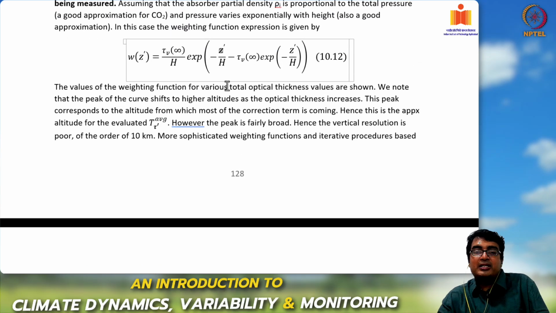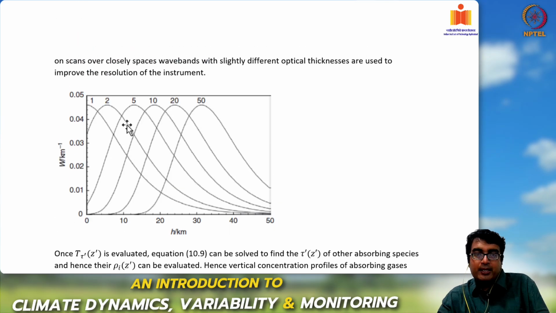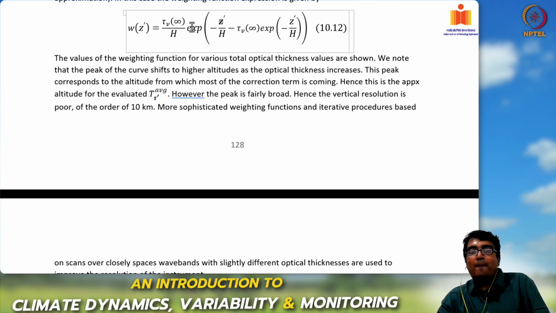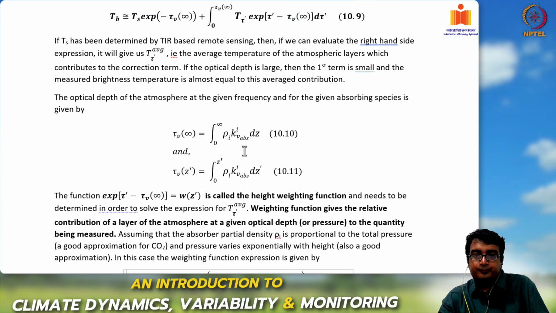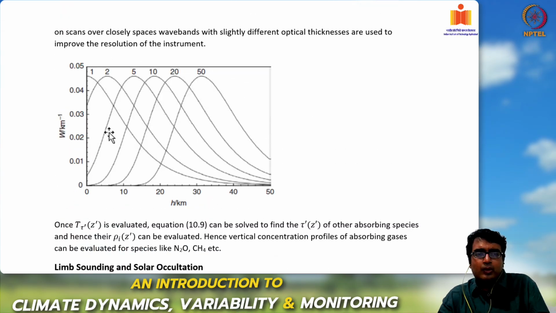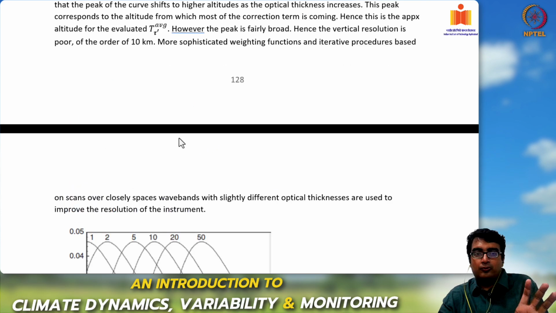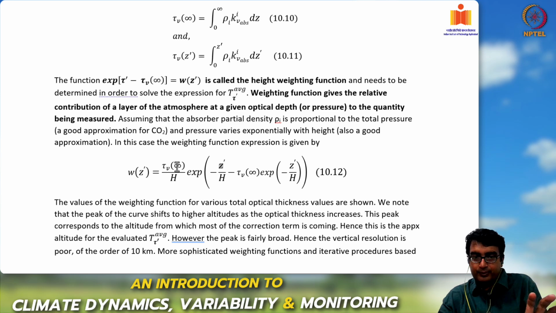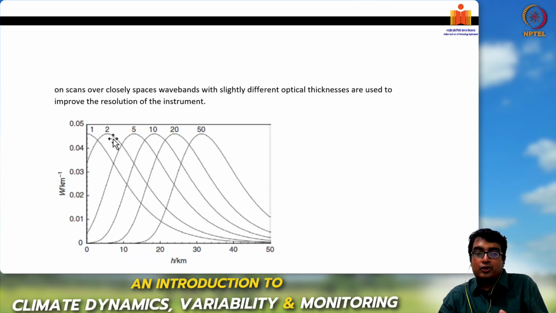Note that the expression is in terms of kilometer inverse, because the scale height is in kilometers. Optical depth is a dimensionless term. Okay, you remember this is optical depth. All right. So this is the weighting function with kilometer, and the values here are basically values of different total optical depth, tau. So these are values of tau nu infinity. So what if the optical depth is 1, what if it's 2, what if it's 5, what if it's 10, 20, 30, 40, 50. Okay.